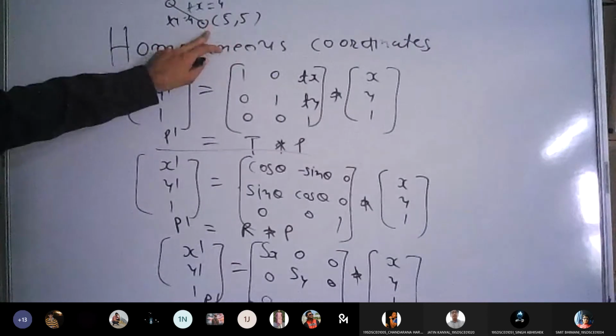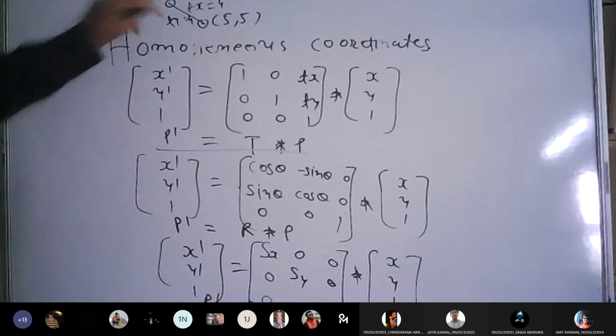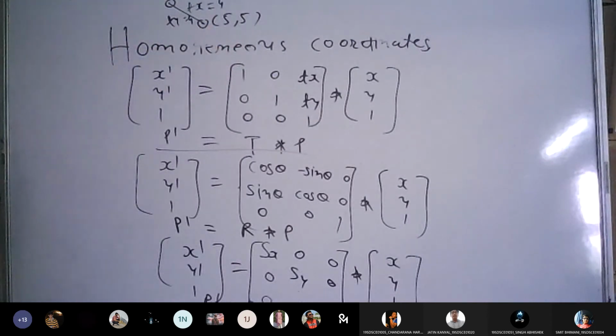Now if I say I want to move this object back from here to here, what do I have to do? Can I divide it by 4? Should I divide both the coordinates by 4? Divide or subtract? Yes, this is what I am asking. I need to subtract it. I cannot divide it to get the inverse translation.